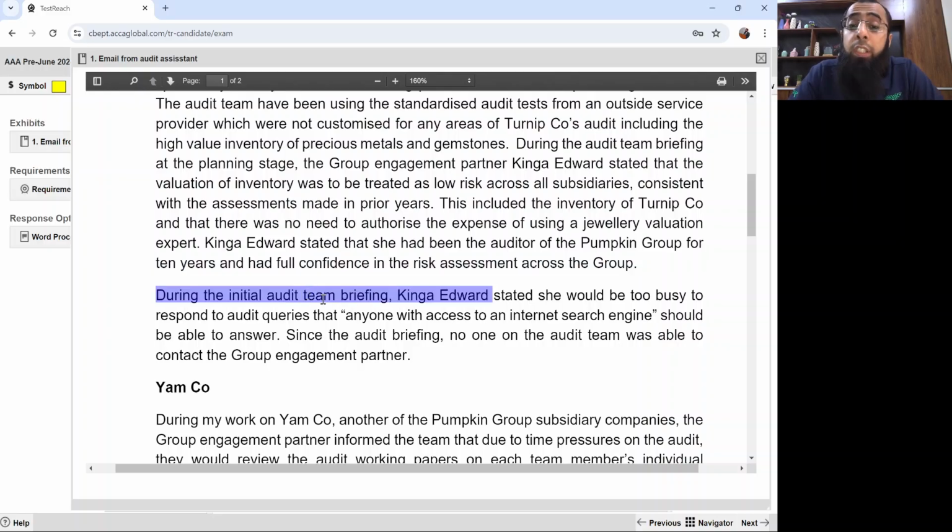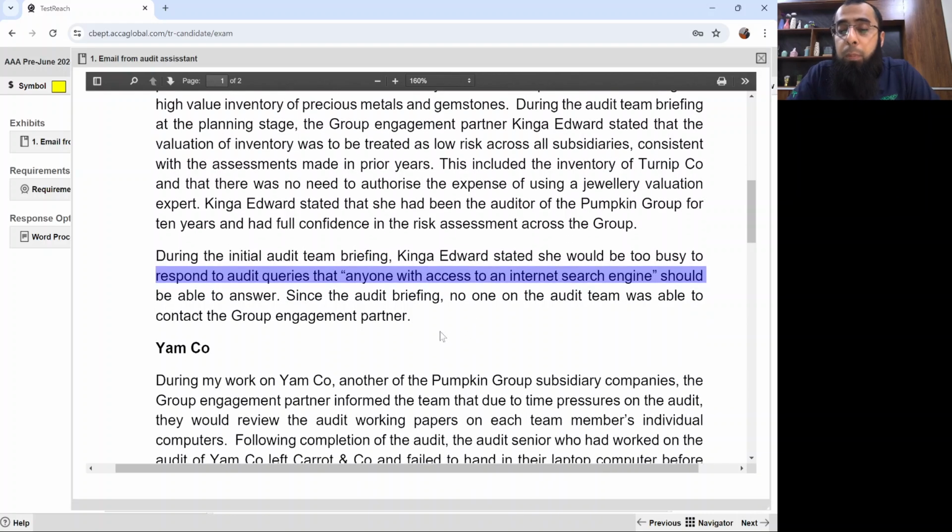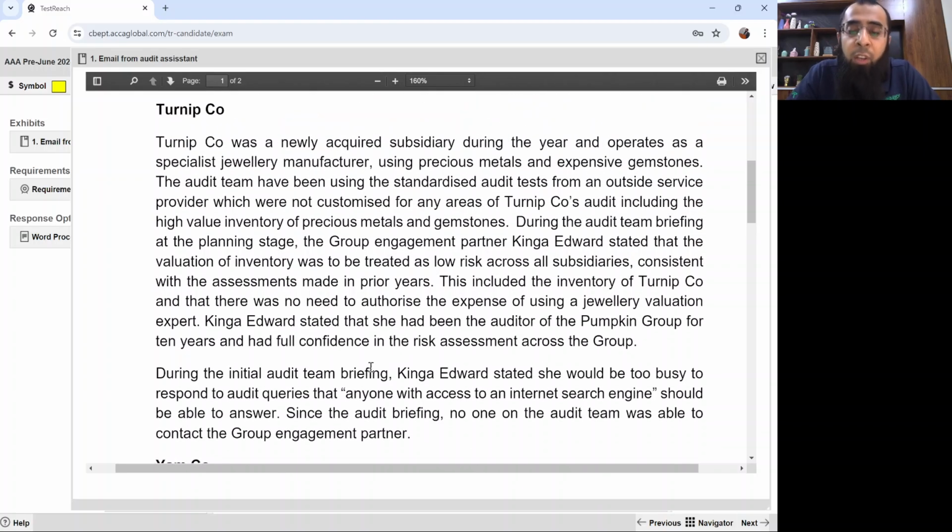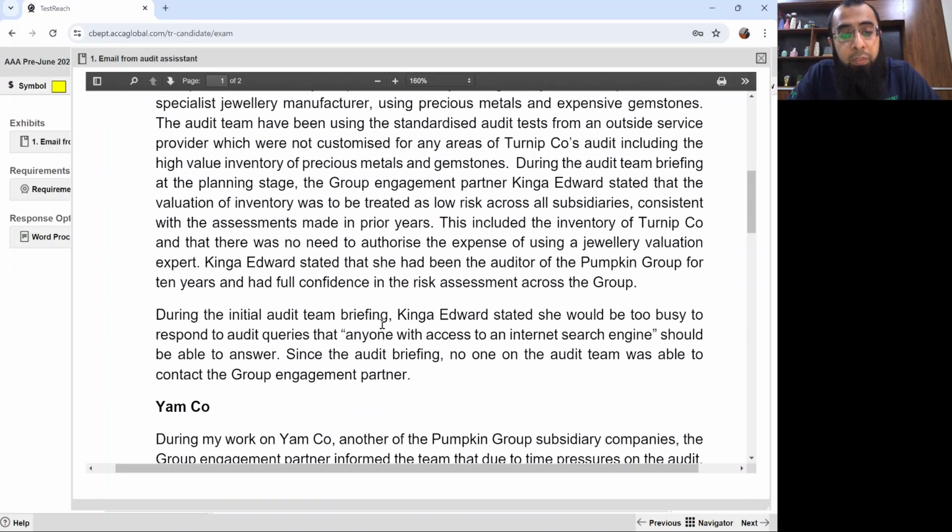During the initial audit team briefing, Kinga Edwards stated that she would be too busy to respond to audit queries, that anyone with access to an internet search engine should be able to answer. Since the audit briefing, no one on the audit team was able to contact the group audit engagement partner. That's really bad. Relying on internet search engines and the partner not being accessible is obviously a quality issue. I can identify many of the ethical issues by reading these paragraphs.